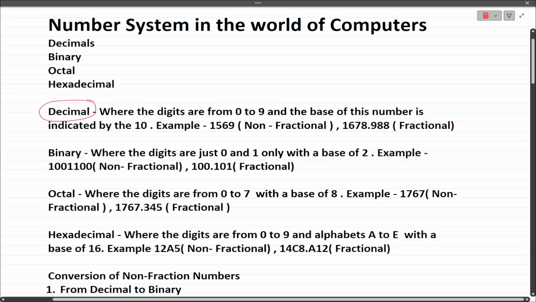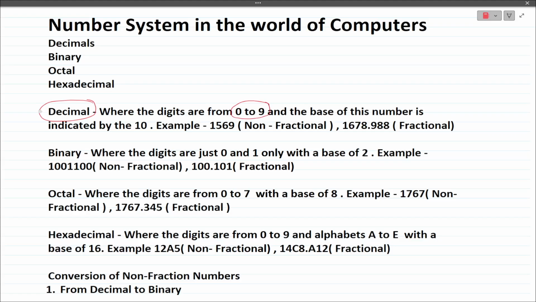So here it says that decimal numbers are those type of numbers where we will be having digits from 0 to 9. What do I mean by digits? That means whenever you will be forming a number, if your combination of digits will be from 0 to 9, which is of course in our numbers world, our digits are from 0 to 9. So with this, we can say that that is our decimal number.